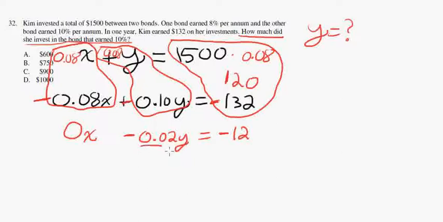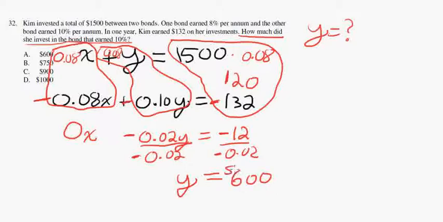To get y by itself, we'll divide by negative 0.02. Y equals, I believe this will be 600. Negative 12 divided by negative 0.02. Sorry, negative 0.02, my mistake. So this will be 600.